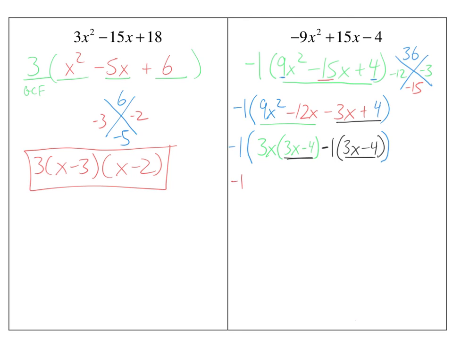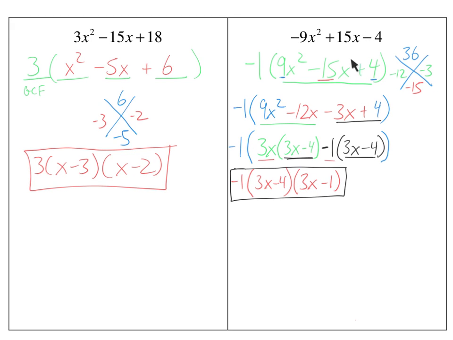So I keep the negative 1 in front. All right, and then what I now have is a 3x minus 4 I can pull out. And then this is what's left over when I pull a 3x minus 4 out. I'm left with a 3x minus 1. So what I now have is negative 1 times 3x minus 4 times 3x minus 1, and that is factored form. If I were to FOIL or box this, I'd go back to the original.